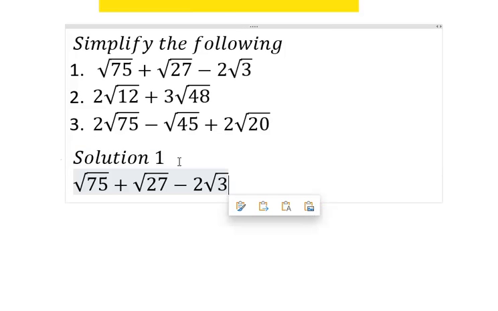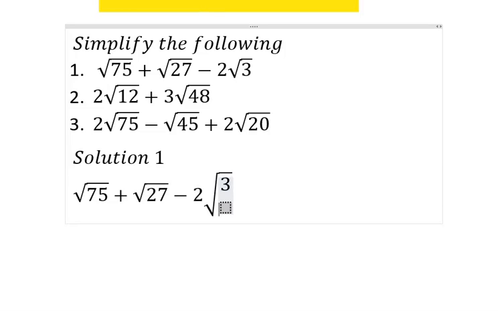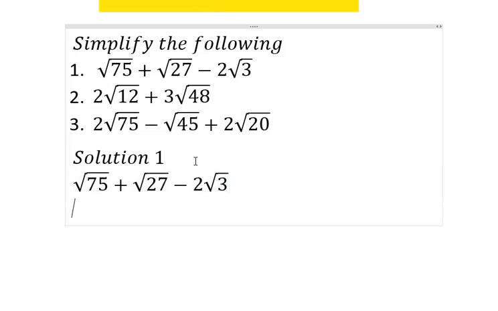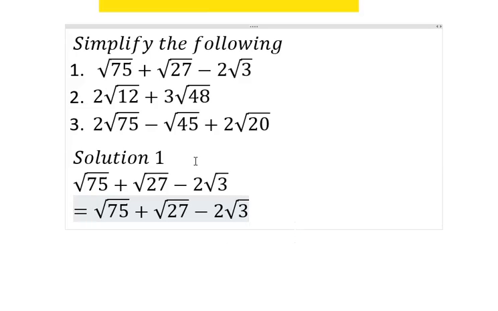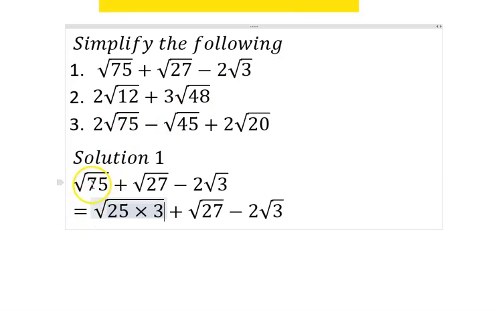So this is the first question. Root 75 plus root 27 minus 2 root 3. Let's see how we can solve them one after the other. Now, root 75, naturally, we can break it into 2. 25 times 3 will give us 75. So let's put that. 25 times 3 will give us 75.